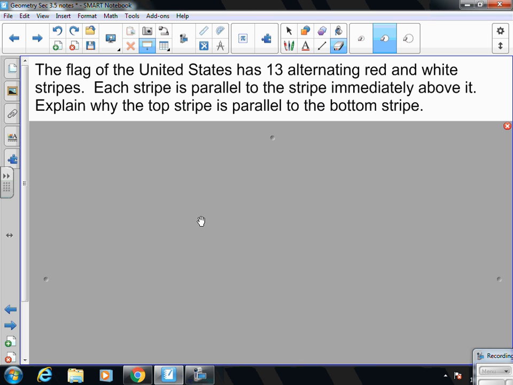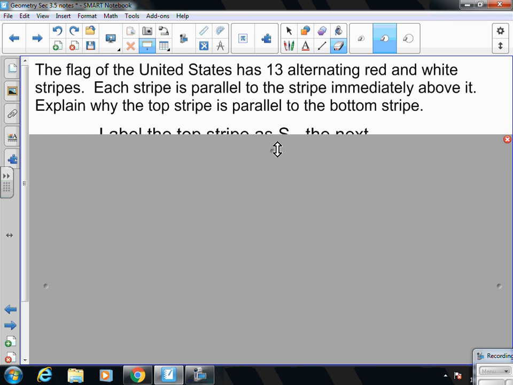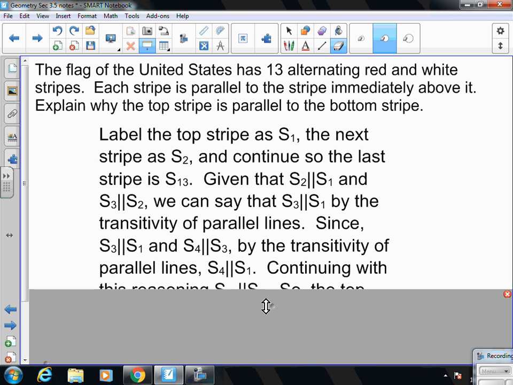And since that's true, we want to explain why the top stripe is parallel to the bottom stripe, which sounds fairly easy, and it is. It's a lot of steps to get from the top stripe to the bottom stripe because there's 13 stripes, right? I'm just gonna unveil it all right here.